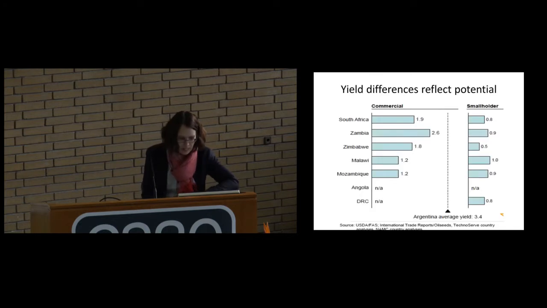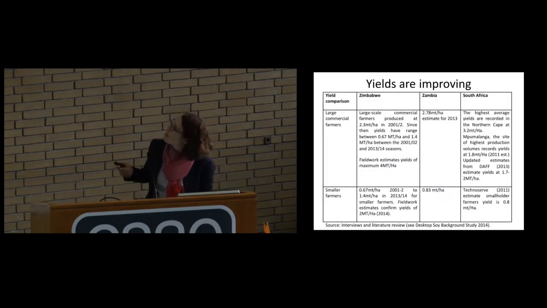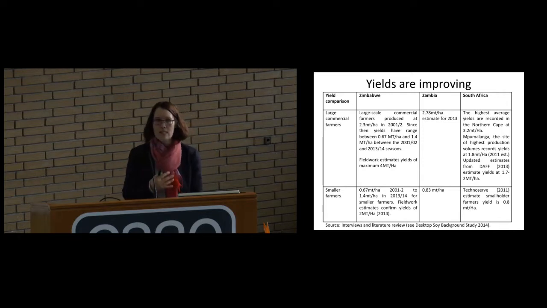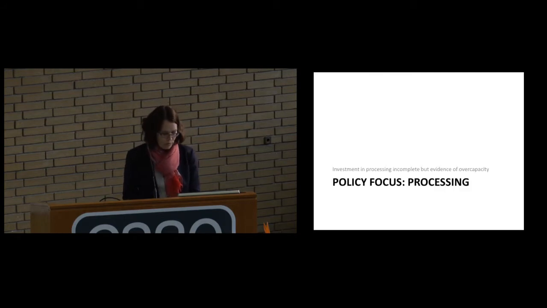So if you take note of the Zambia 2.6 yield here for commercial farmers, the Zambian yield has improved a little bit by 2000. This is 2015, and the same story also for South Africa. So the best yields are coming out much, much higher. So you can see this story of trying to compete within your own national borders.